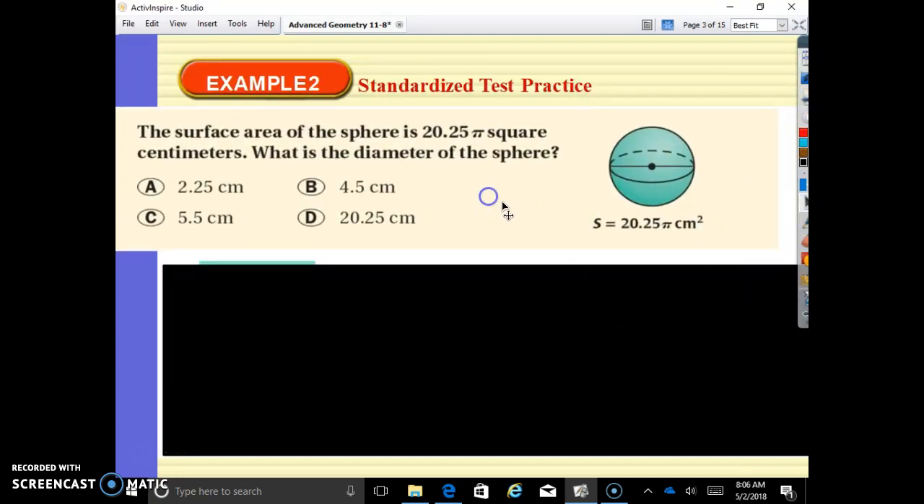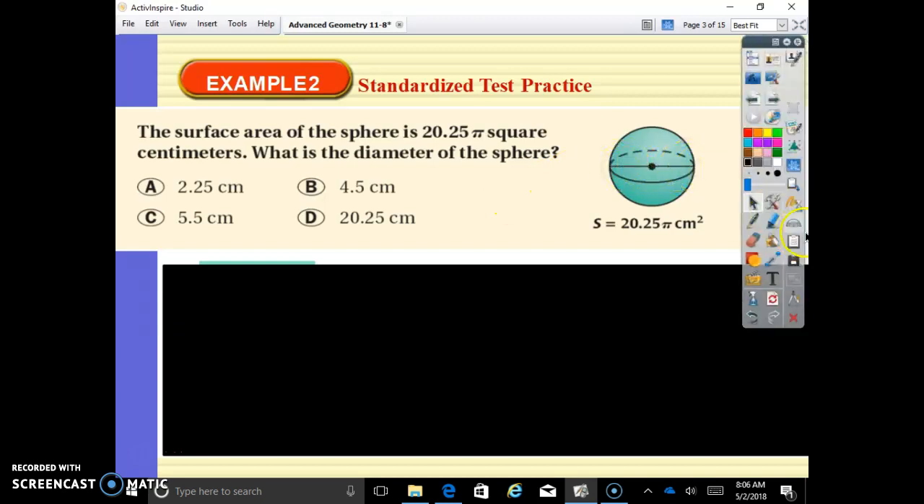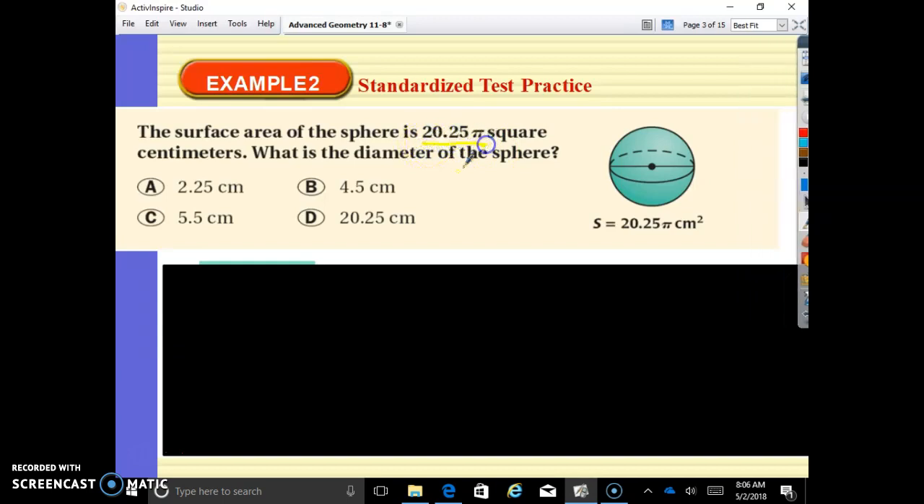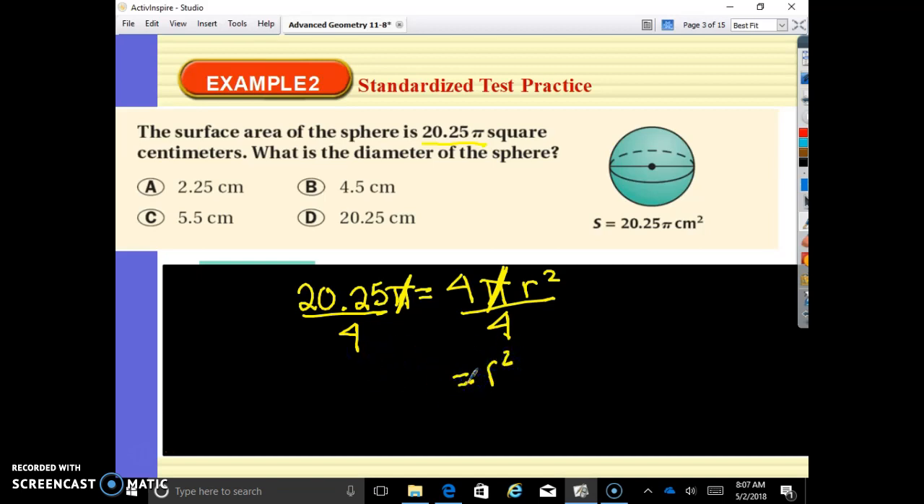The surface area of the sphere is 20.25 pi square centimeters. What is the diameter of the sphere? So what do we know? We know its surface area, and we know the surface area formula: the surface area equals 4 pi r squared. In this formula, we only have one unknown, so we're good. If I divide by pi on both sides, the pi's cancel each other out. Divide by 4 on both sides, and we get that r squared equals 5.0625. Take the square root, because the opposite of squared is square root, inverse operations. So we get 2.25 equals our radius.